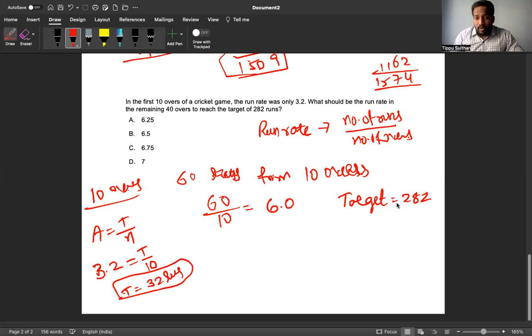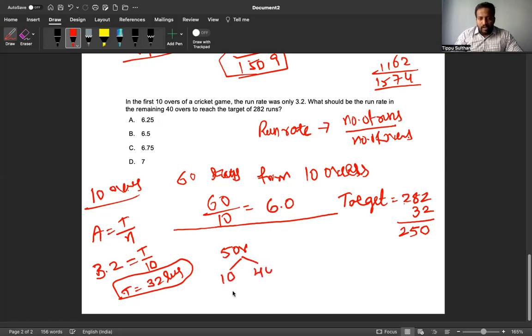What is the actual target? 282. So 32 runs are already scored. So how many runs are to be scored now to win the game? 250 runs. It is actually a 50 over game, right? So the 50 overs game has been divided into two parts, 10 and 40. In 10, already 32 scored. In 40, to win, 250.